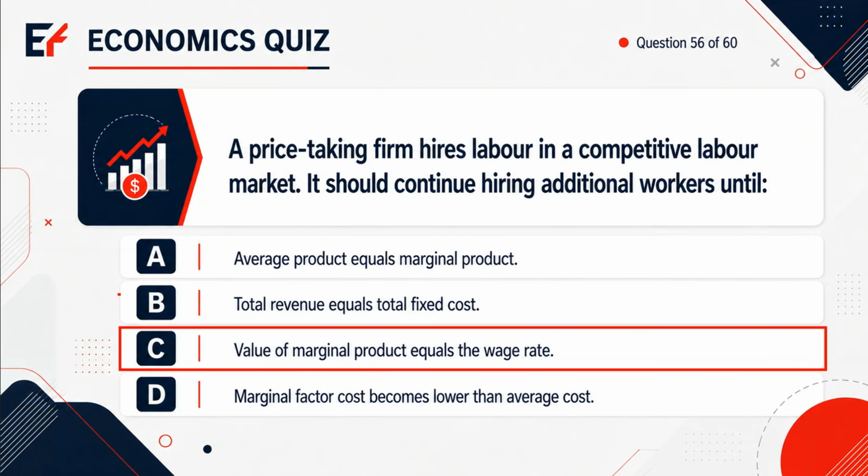Option A is incorrect because average product and marginal product describe output relationships, not the profit-maximizing hiring rule. Option B is incorrect because total revenue and total fixed cost do not determine the number of workers to hire. Option D is incorrect because the relevant comparison is between value of marginal product and the wage rate.